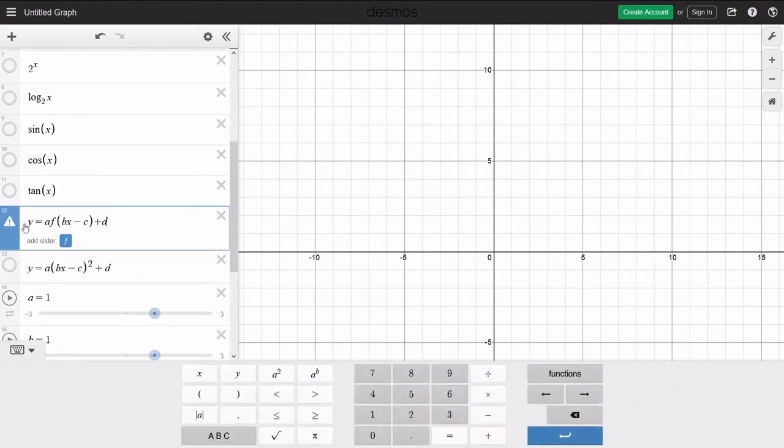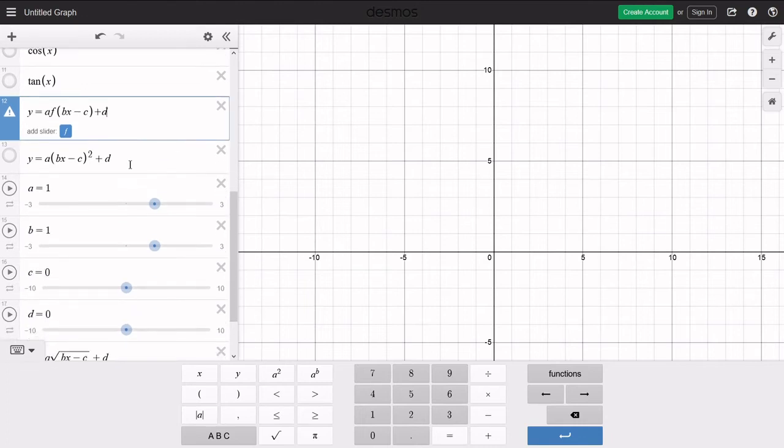A transformation looks like this. It's where you have your function and you have a times the function and then b times x minus c plus d. These are all a, b, c, and d are all transformations on our function.